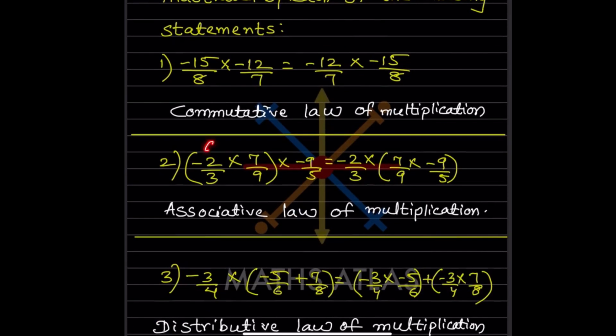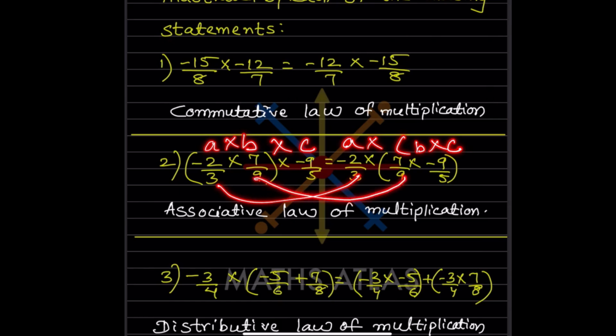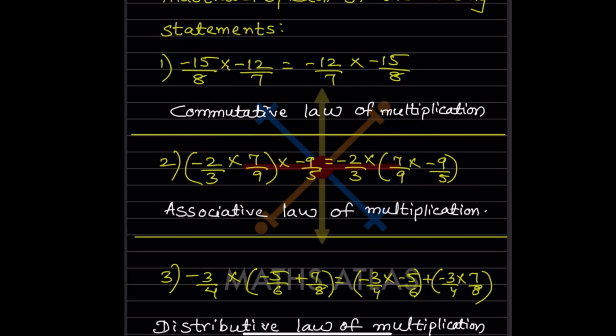Now you can see here A into B into C is equal to A into B into C. You can just have a look at it. Both same, A and A, B and B, these are same, and C and C is the same. So we can say here A into B into C, that is A into B into C, that will be associative law of multiplication.